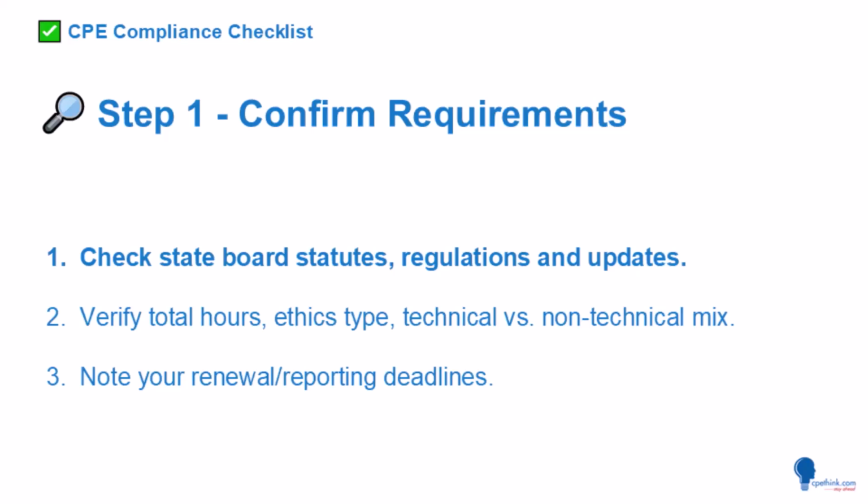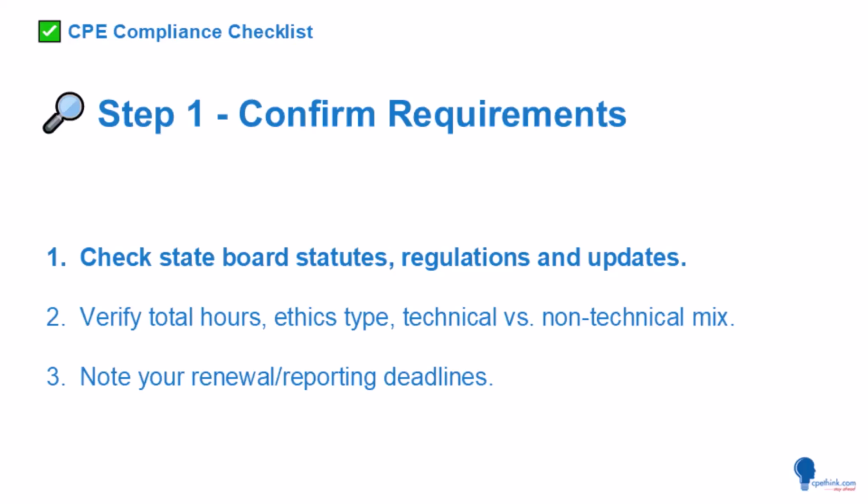Step 1.1, check statutes, regulations, and updates. The first sub-step in confirming your requirements is reviewing current statutes, regulations, and updates issued by your licensing authority. This step is important because CPE requirements are not static. Boards and governing bodies routinely update guidance related to acceptable course formats, credit classifications, ethics definitions, carryover rules, reporting procedures, etc. Even small changes can affect whether a course qualifies.